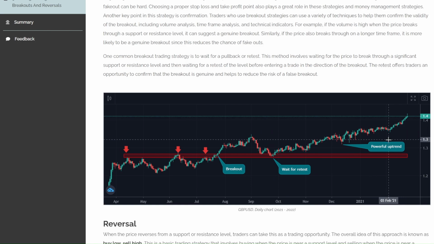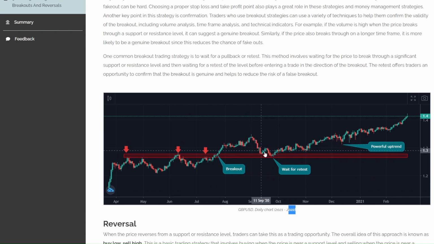Then you can see how significantly price went into a powerful trend. And all of these charts are real charts. For example, this is the GBP USD daily chart, 2021 to 22. So these are all real examples, as you can see. But this is an example.